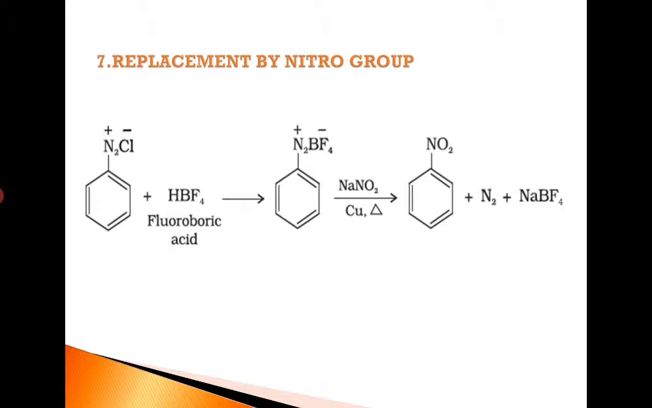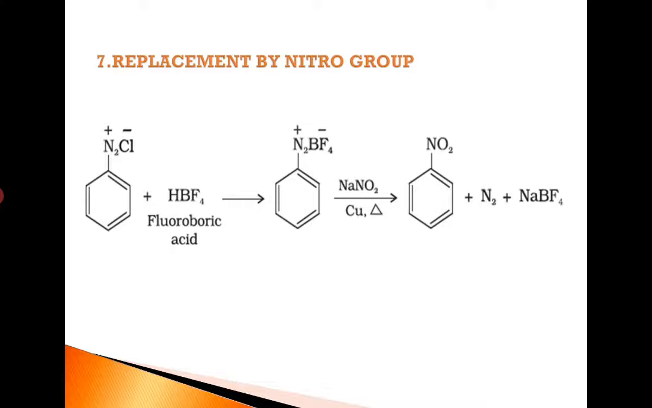Replacement by nitro group. This nitro group can be introduced onto the benzene ring by using benzene diazonium chloride, and we can also introduce nitro group onto the benzene ring by direct nitration of benzene with concentrated HNO3 and concentrated H2SO4. But this is also a very simple and easy method that can be prepared from benzene diazonium chloride.